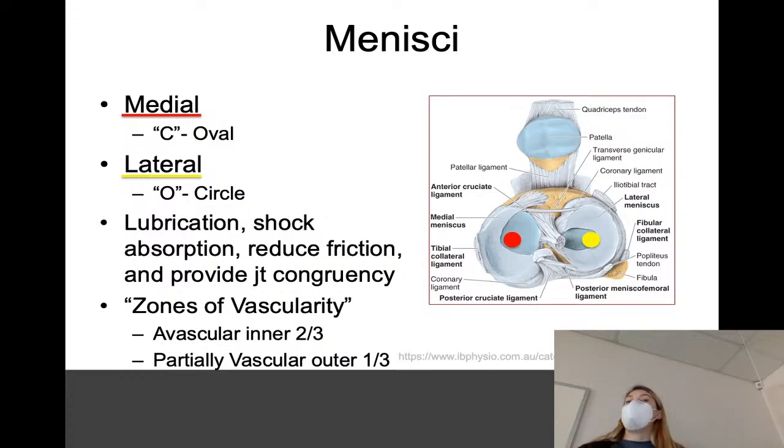So you have an avascular inner two-thirds. Avascular means no blood supply. And you have a partially vascular outer third. So in order for an injury to heal, you need blood.